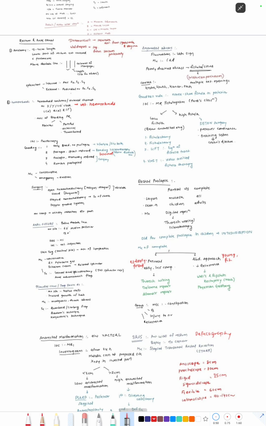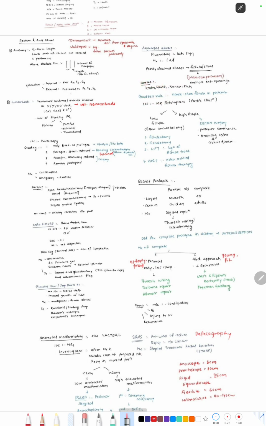Then the next is anorectal abscess. In anorectal abscess, fluctuation is going to be a late sign, similar to the parotid abscess or any other thing. Management is incision and drainage. If there is a poorly drained abscess, then that will lead to fistula or sinus. Multiple fistulas or multiple sinuses can open into the perianal region, that is called as watering can perineum, and a rule for them is going to be the Goodsall rule.